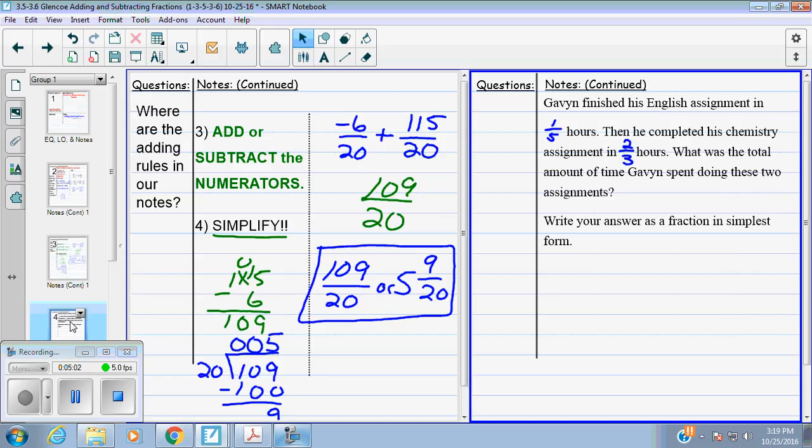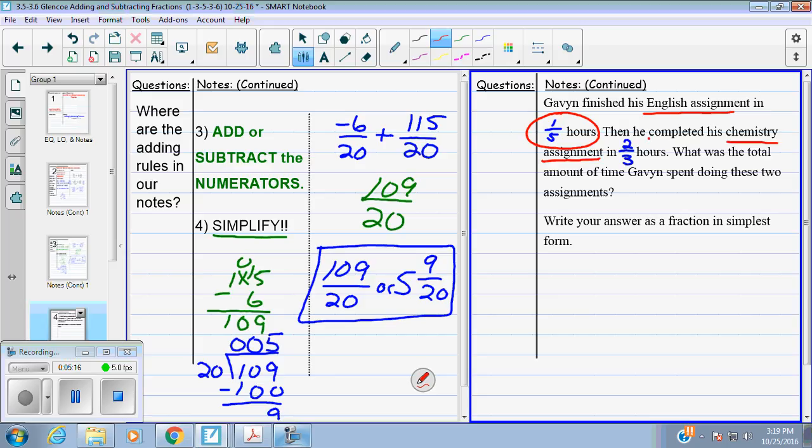Okay, welcome back. So we have Gavin finishing some math homework, and we're going to mark up our text as we should. So Gavin finished his English assignment in 1 1/5 hours. Then he completed his chemistry assignment in 2 1/3 hours. The question is asking what was the total amount of time? So based on how the words have shown up in this problem, should we be adding or subtracting?